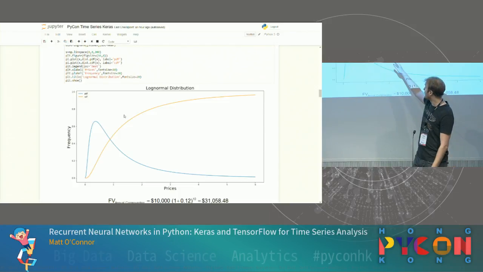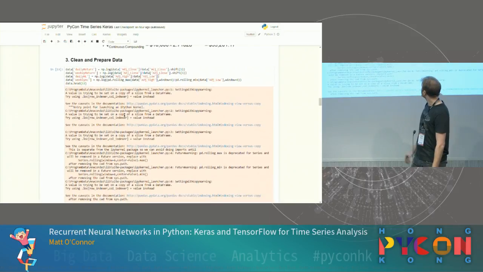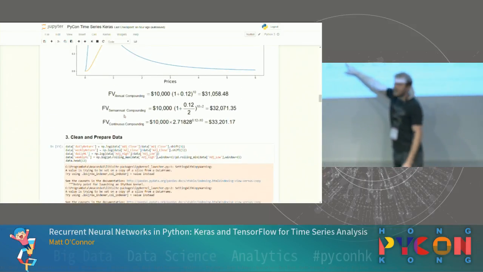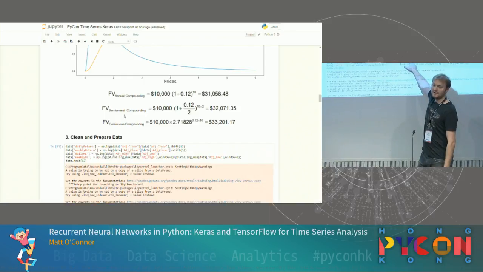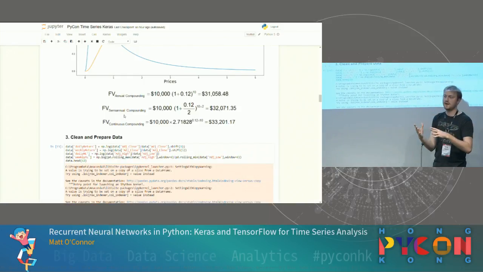And so what that looks like, if we go down, is we're just creating a daily return, a weekly return. We're creating columns where we're taking the log of the adjusted close over the close 1 day ago. So basically the log return from yesterday to today.